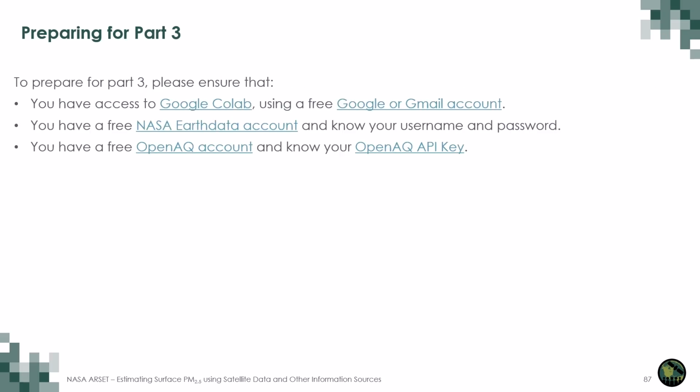To be sure that you're ready for part 3, we're asking you to prepare in advance 3 different things. First, ensure that you have access to Google Colab. This is accessible to anyone with a Google account, such as a Gmail address, if you have that. If not, those are free to sign up for, and having a Google account will enable you to access Google Colab and use it during the training.